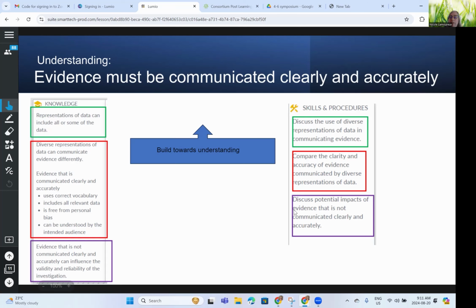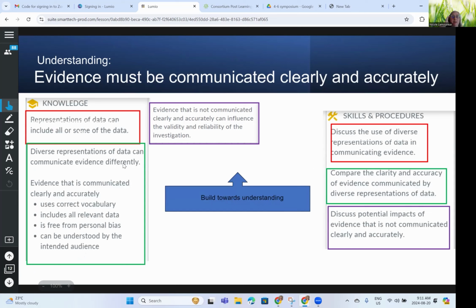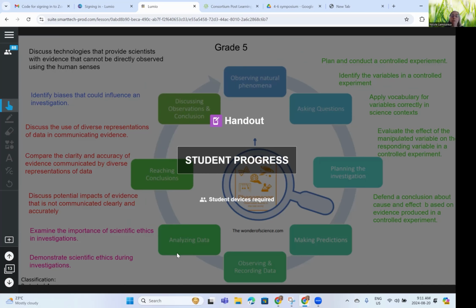And then in purple, if we go back to the skill and procedure, discuss potential impacts of evidence that is not communicated clearly. So what happens when we don't communicate this? So, that causes confusion or a lack of understanding, and those kinds of things in the way that it can be interpreted. Okay. Oh, this is a repeat of the bottom section, so I apologize about that one, so we don't have to worry. Okay, so now you have the student handout, so just click Start.